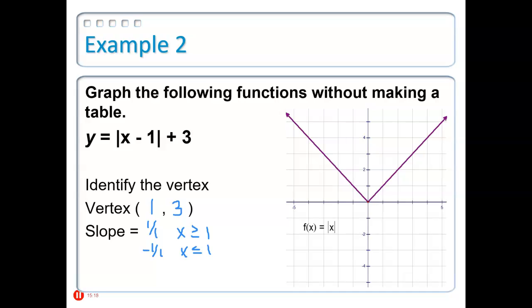So that vertex (1, 3) tells me my graph went up 3 and right 1. And since my slope is 1 over 1, I connect my lines. Domain is all reals, and range is y greater than or equal to 3.